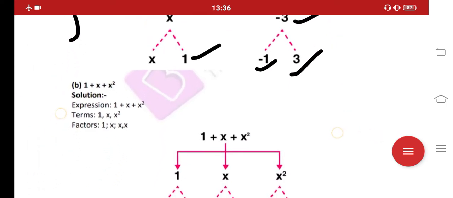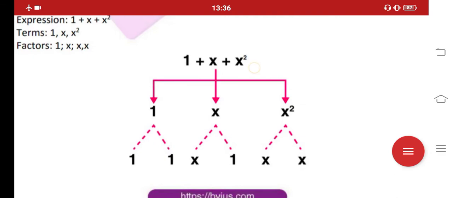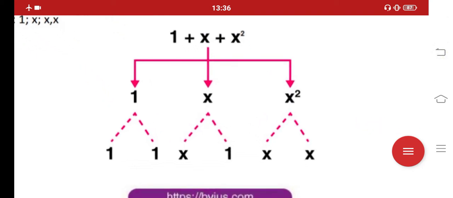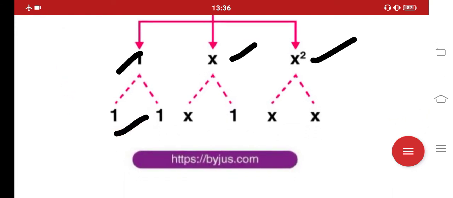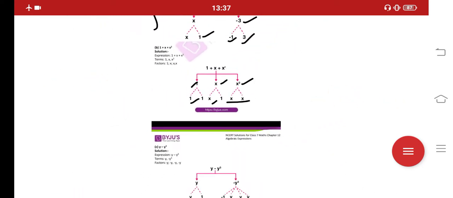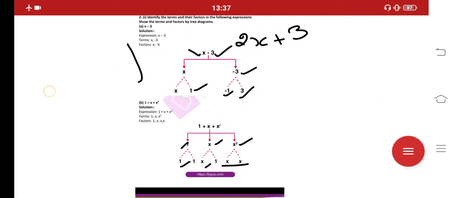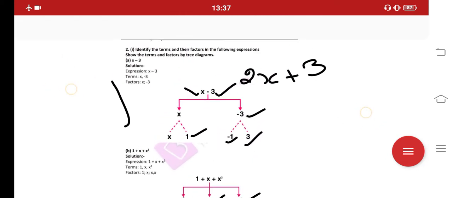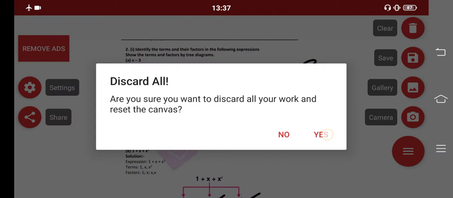Okay, let me show you one more example. So this is the whole expression. Now how many total terms are there? First, second and third. There are a total of 3 terms. Here we have written 1, x and x square. Now 1 can be written as 1 into 1, x can be written as 1 into x, and x square means how many times x? 2 times x. So x multiplied by x gives us x square. This is called a tree diagram, and these are called terms and factors. So this is how you can complete question number 2.